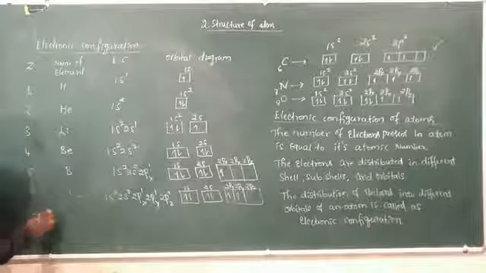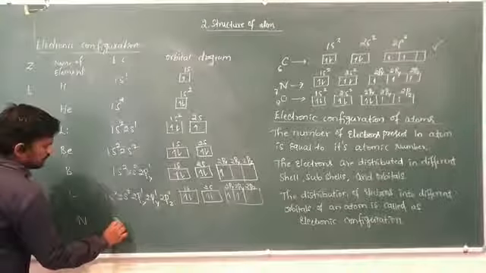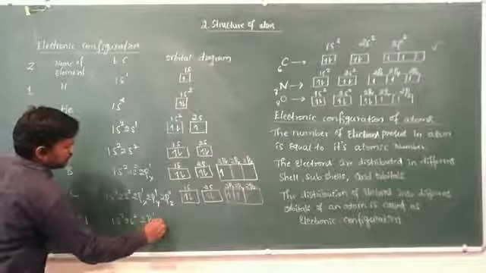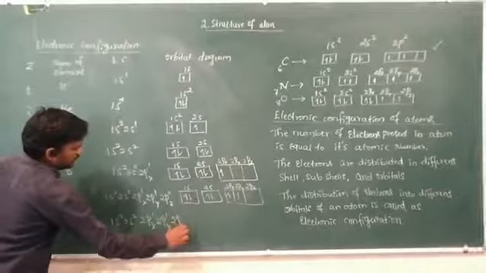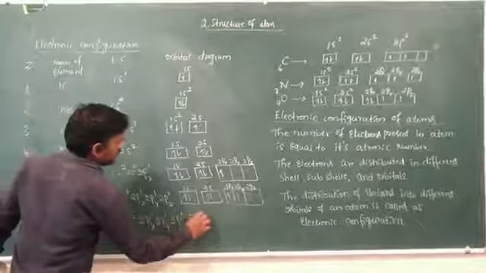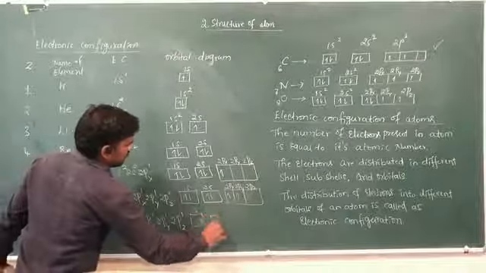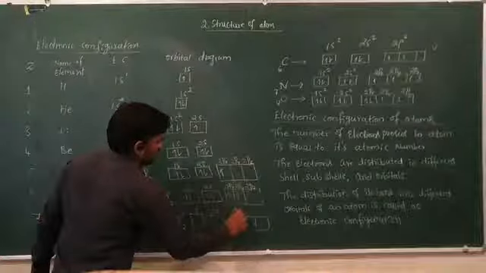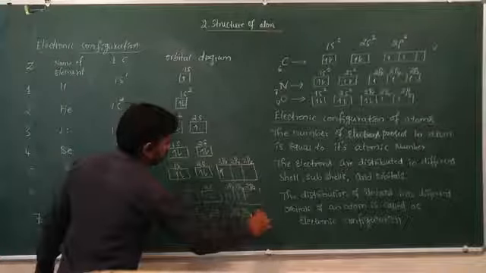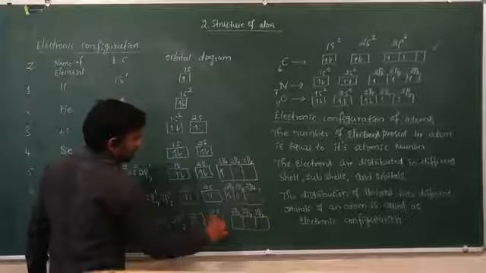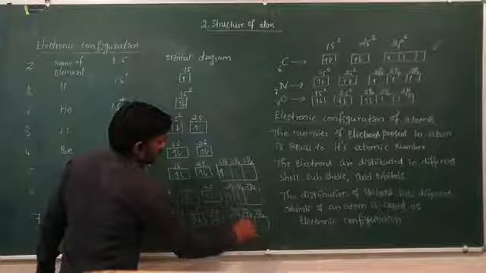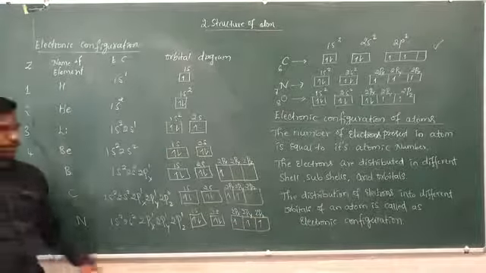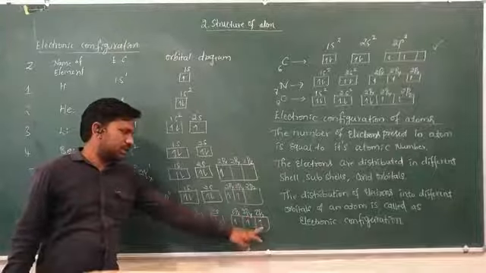Atomic number 7, nitrogen: 1s2, 2s2, 2px1, 2py1, 2pz1. Now write the atomic orbitals 1s, 2s, 2px, 2py, 2pz. 2 electrons in 1s, 2 electrons in 2s, and single unpaired electrons in the 3 2p orbitals: 2px1, 2py1, 2pz1.